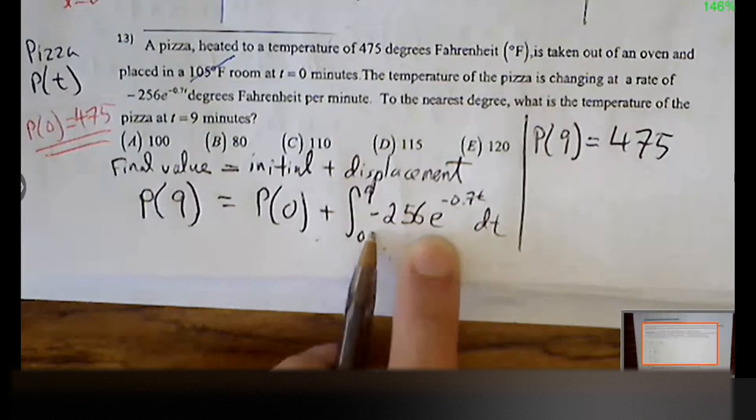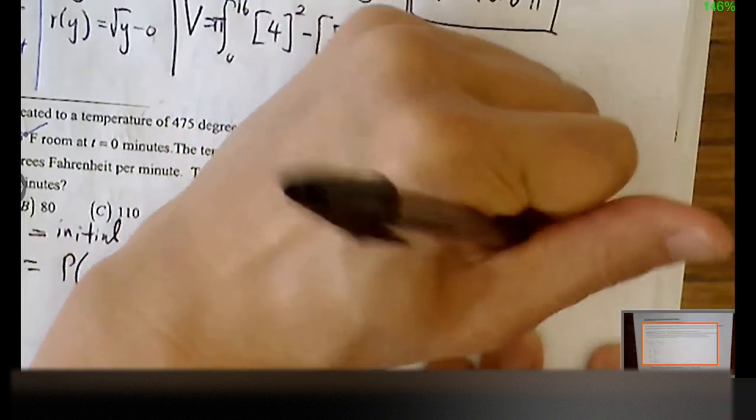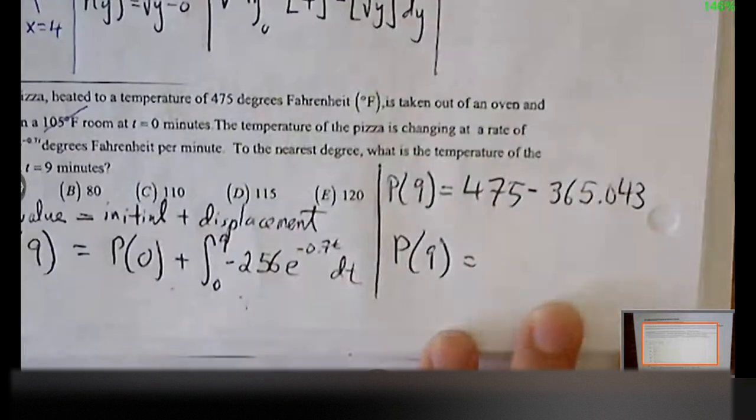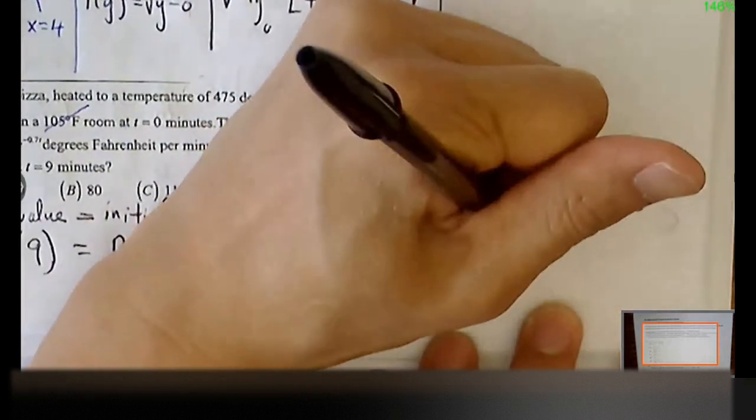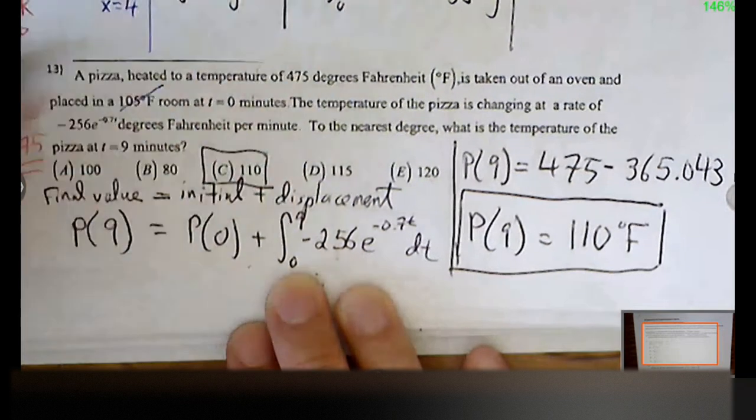So over the course of 9 minutes, temperature is going to drop by a lot. So 9 minutes later, it'll still be hot, but much more manageable. Answer choice C.